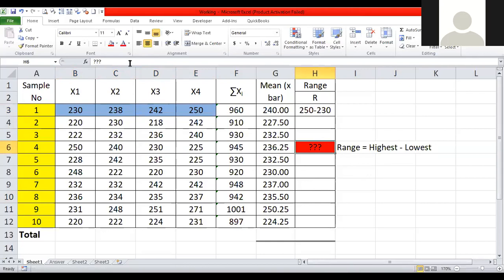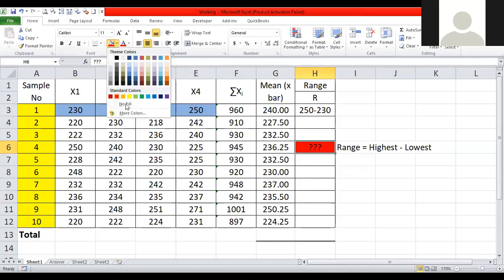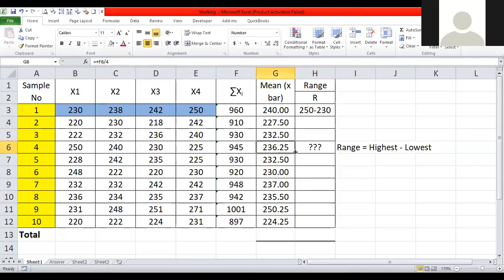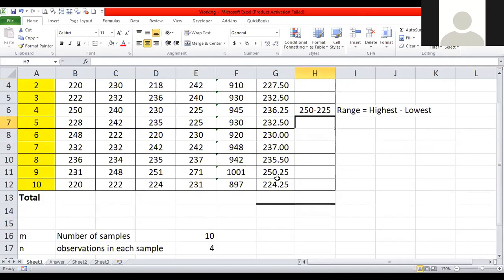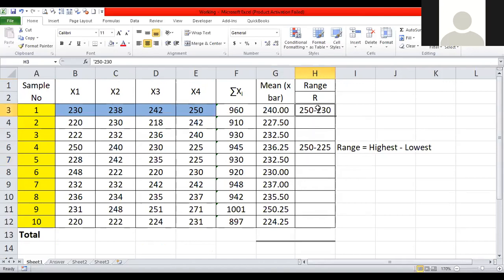In this second one, here the highest is 250. The lowest is 225. Right? So remember, it may change. You have to be careful about it. Okay. So now I calculate the ranges to you.